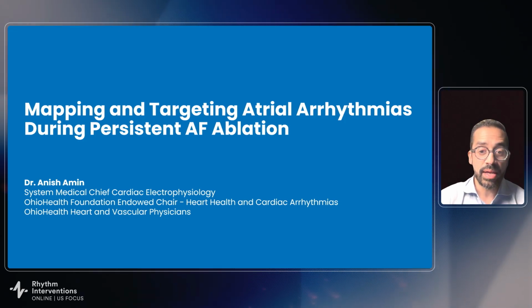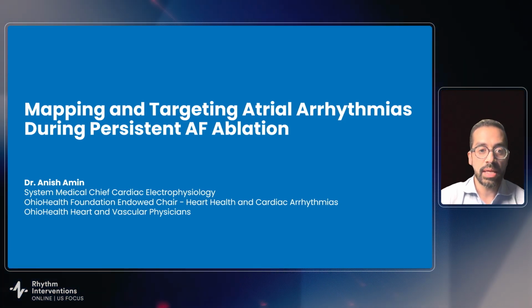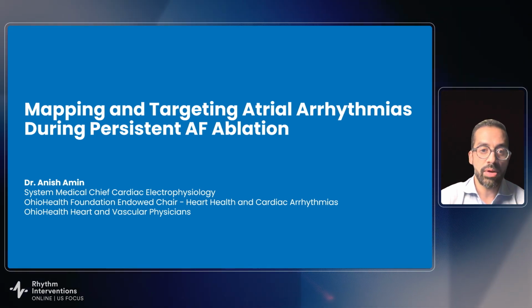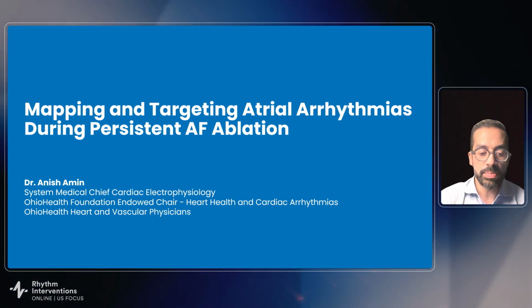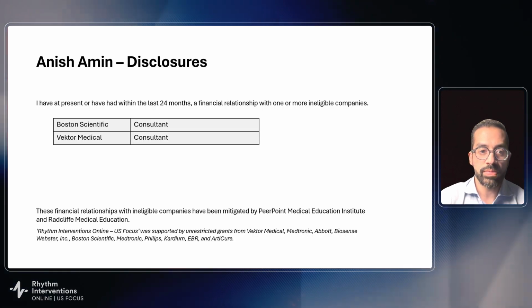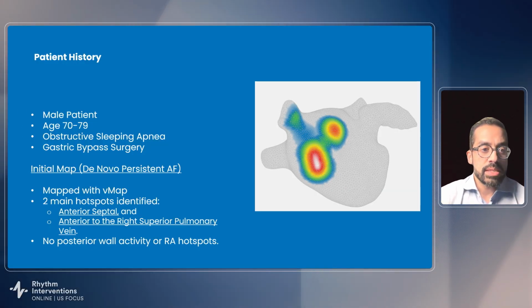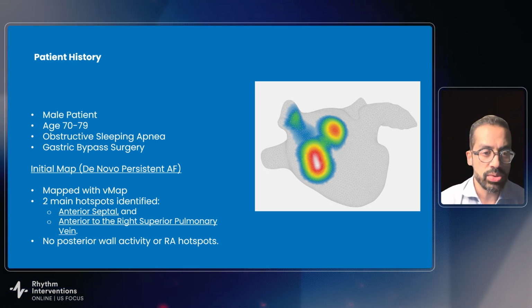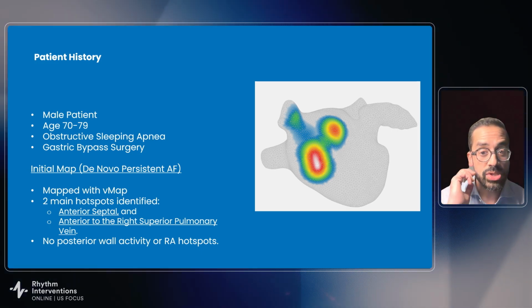Well, that was a great introduction by Saumil around the technology and how he's utilized it in the redo setting. I wanted to describe how we utilize it in our de novo ablation patients, and then reinforce a little bit of what Saumil talked about as far as workflows. So a couple of disclosures here. I wanted to present this case of a similarly aged patient. He's actually 74 years old. He's got a history of a gastric bypass surgery, and he came in with persistent atrial fibrillation.